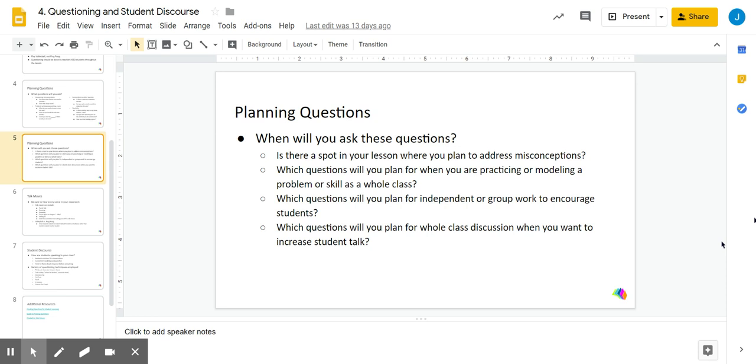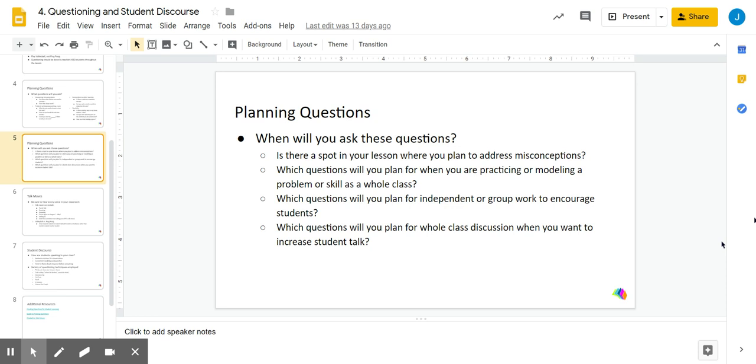So, when you're practicing or modeling, you might be using some metacognition, you might be showing how you're thinking. You might want students to engage with your process rather than actually the problem itself. And then when they're working independently or in groups, you might be working more on their own thinking and their own approach to the problem.